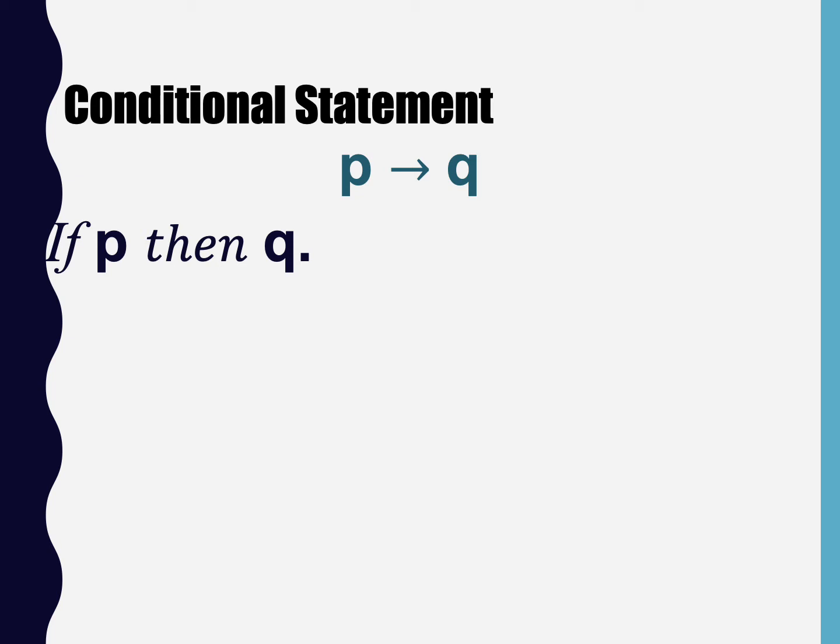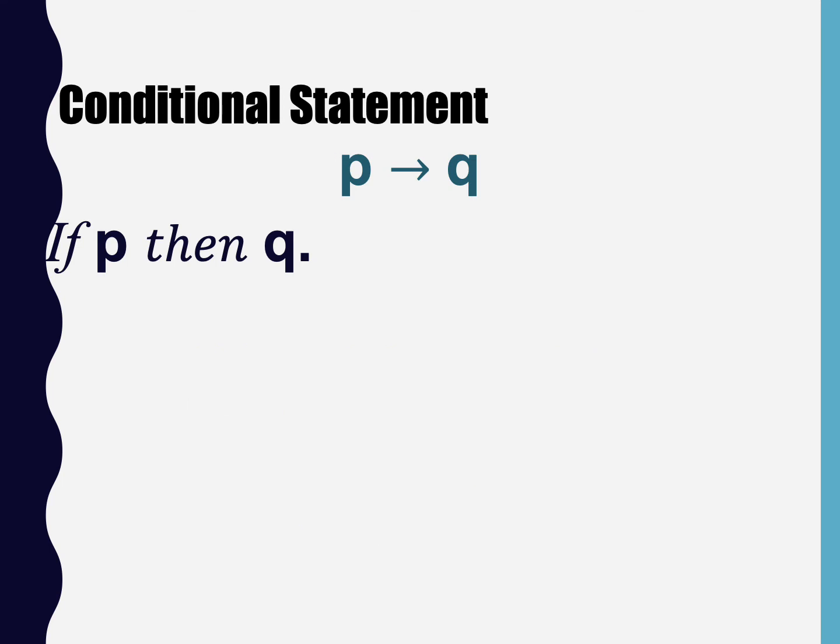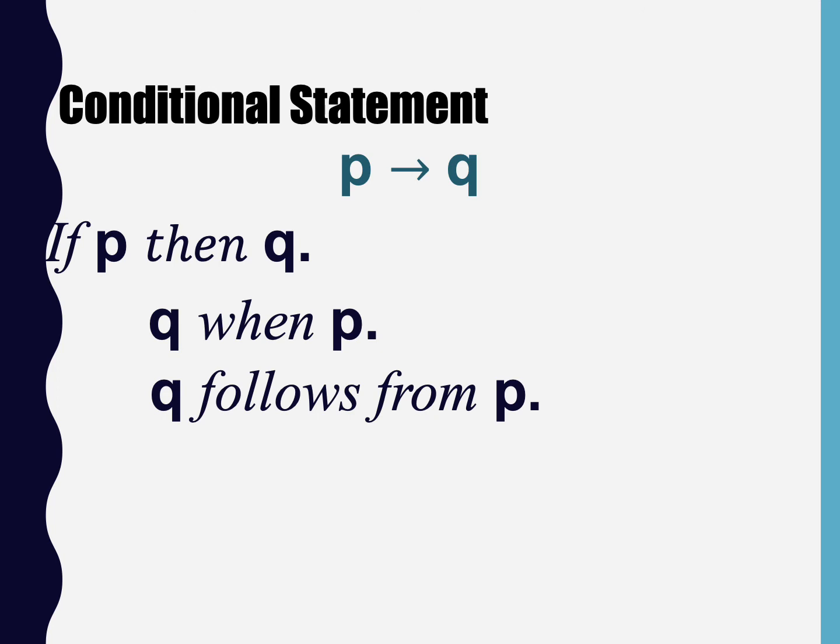The conditional statement if P then Q is not limited to that translation. You can also use the following. P is sufficient for Q, Q if P, Q is necessary for P, or P only if Q. You can also use Q when P and Q follows from P.